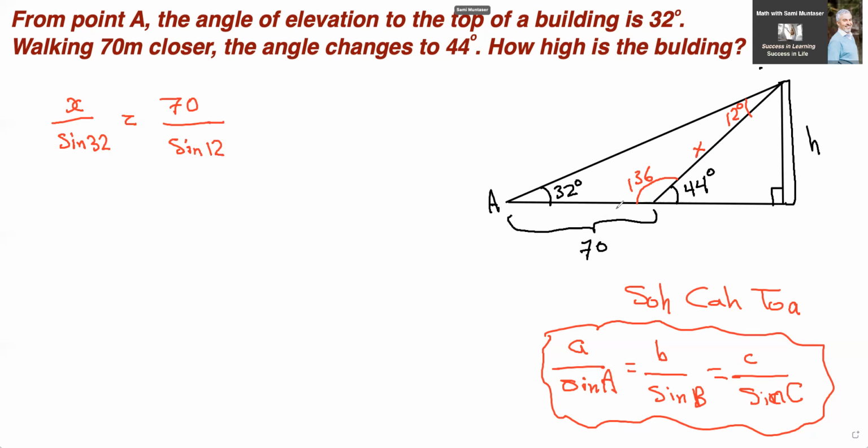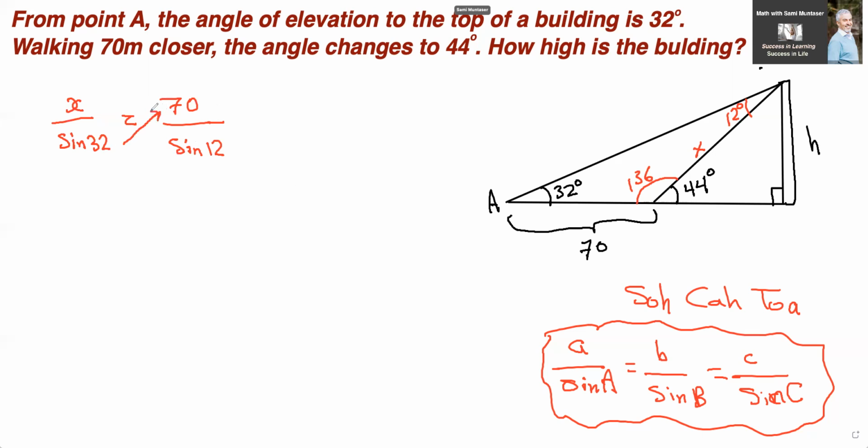So basically what you're doing here, you're trying to find X. So you go X over the sine of the angle that's opposite to X. And the angle that's opposite to X is this one, even though it looks strange because it's an obtuse angle here, but X is opposite to 32. So you go X over sine 32 equals, you're given 70, so you have to work with the 70. So you go 70 over the sine of the angle that's opposite to the side 70, which is the 12. And that's how we do that.